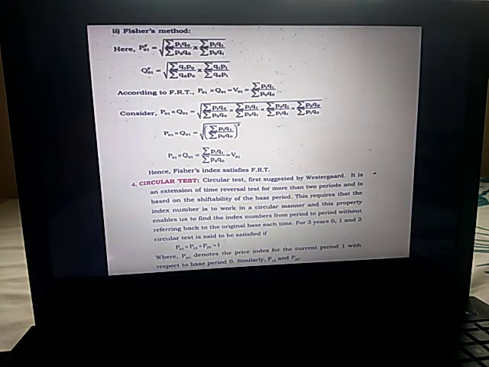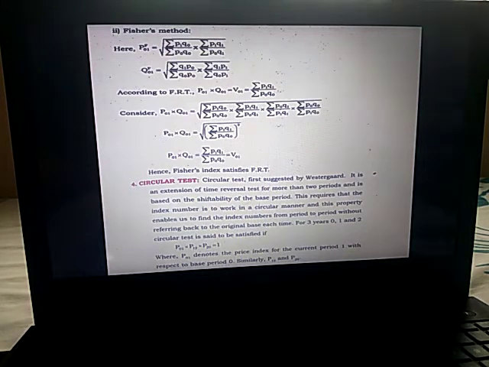Fisher's method. The formula for Fisher's method is P to the power f 01 is root under summation P1 Q0 divided by summation P0 Q0 into summation P1 Q1 divided by summation P0 Q1. And Q01 to the power f is equal to root under summation Q1 P0 divided by summation Q0 P0 into summation Q1 P1 divided by summation Q0 P1. So according to factor reversal test, P01 into Q01 equals V01, which is equals to summation P1 Q1 divided by summation P0 Q0. So we have to check whether we'll get this.